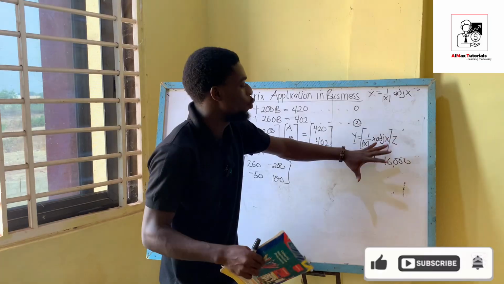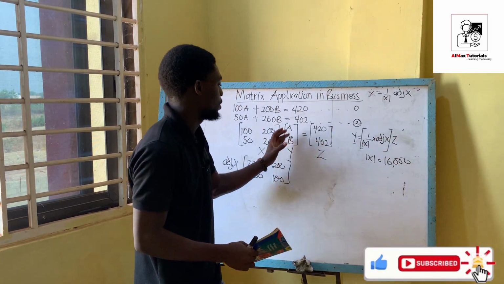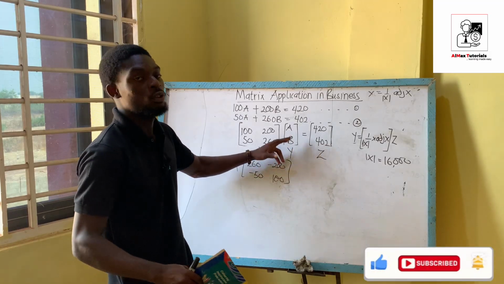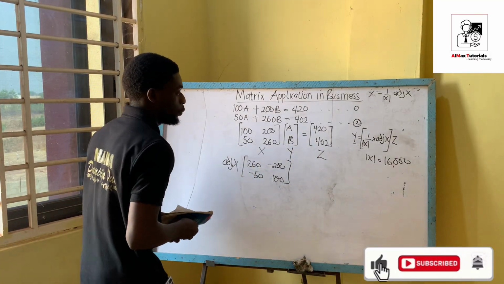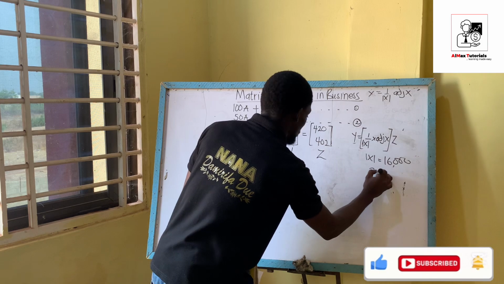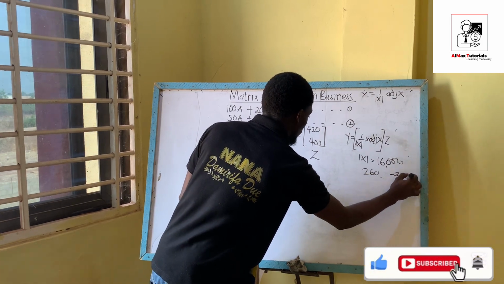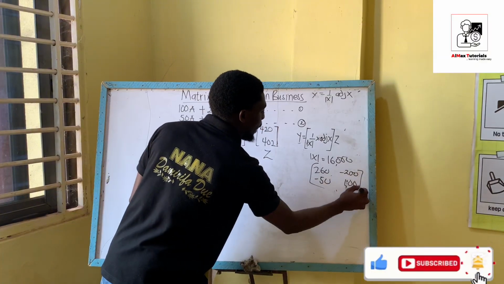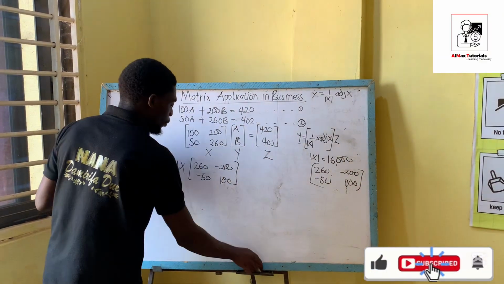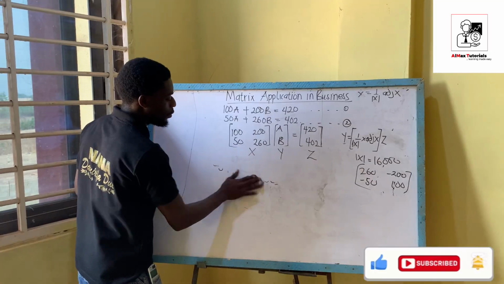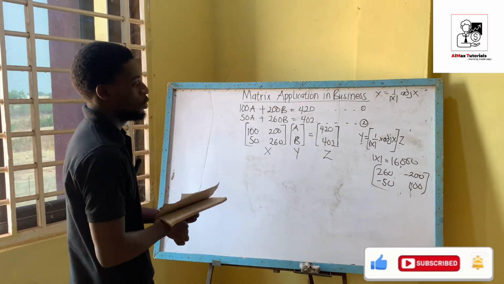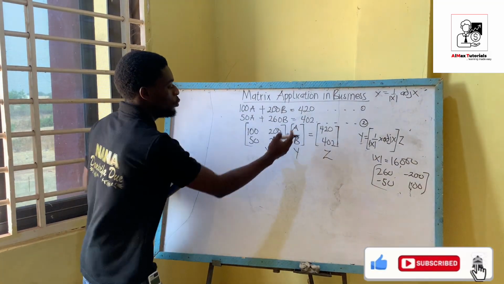That's our main equation to find our y, which is the current market price of Amax and the current market price of Unimark shares. So let me write it here: 260, minus 200, minus 50, and 100. These are the items we need in calculating the current market prices for the shares. So we know our y to be A and B.